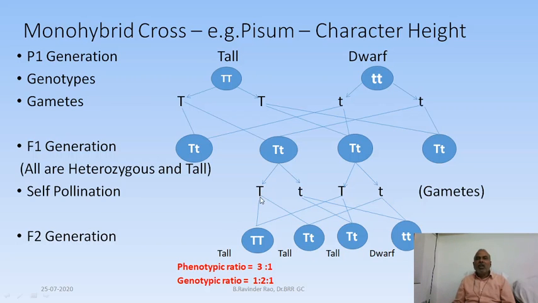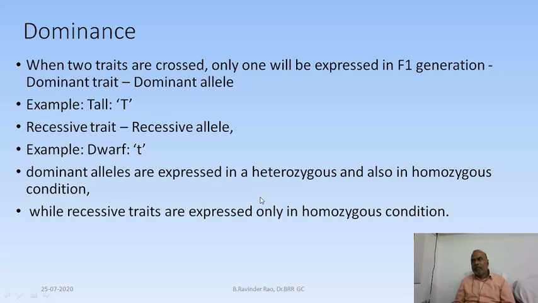So that's why, based on the results of this monohybrid cross, he proposed certain principles, of which the first principle is called the law of dominance. Of course, this law of dominance is applicable or correct only for some characters. When two different traits are crossed, out of the two traits, only one trait will be expressed in the next generation. The expressed trait is called a dominant trait, and the factor responsible for this trait is called a dominant factor.